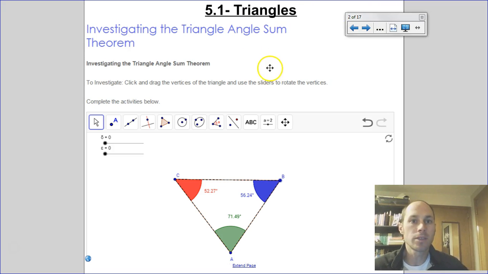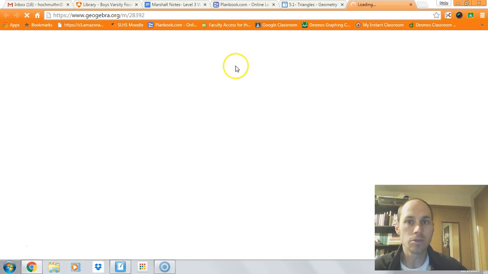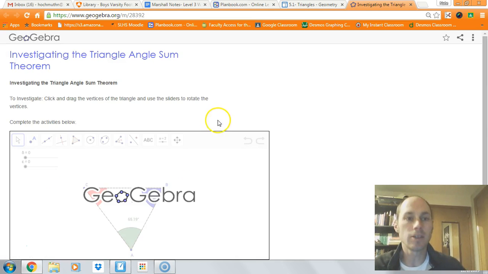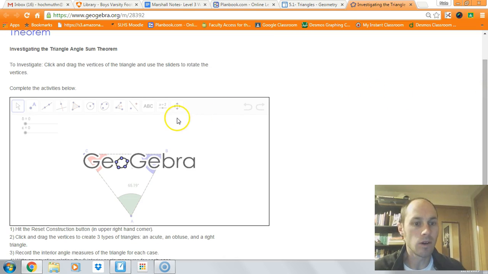Okay, so the first thing we're going to take a look at is what is known as the triangle angle sum theorem. So we're going to explore on GeoGebra and figure out how many degrees are in a triangle and show you a way to prove that, if you don't know the sum of the degrees in a triangle.